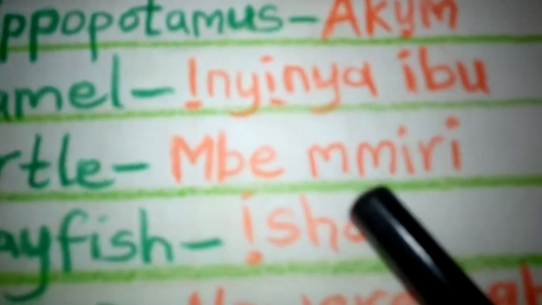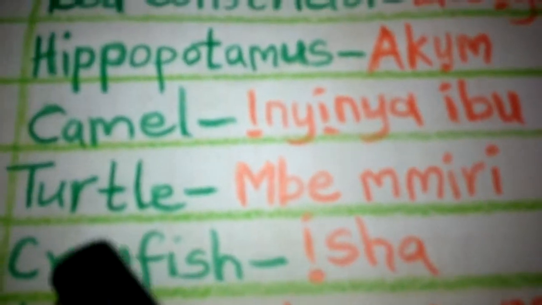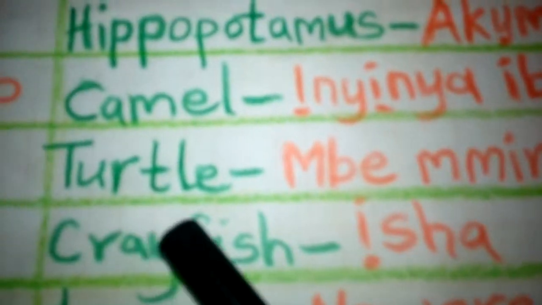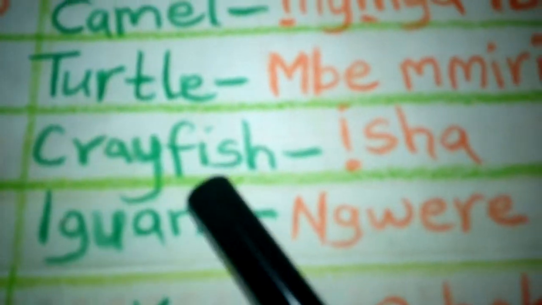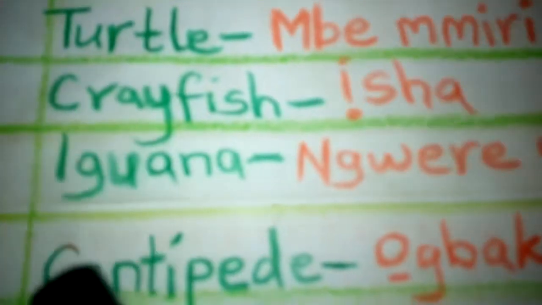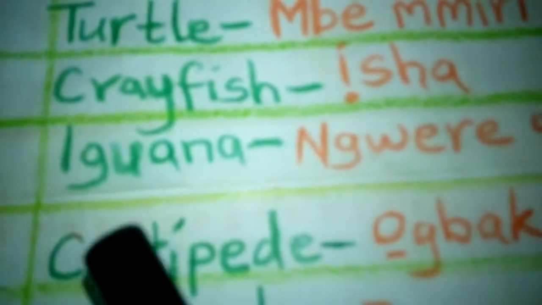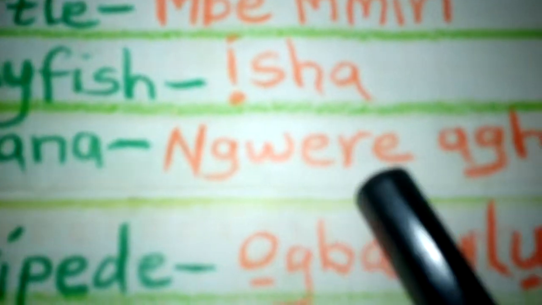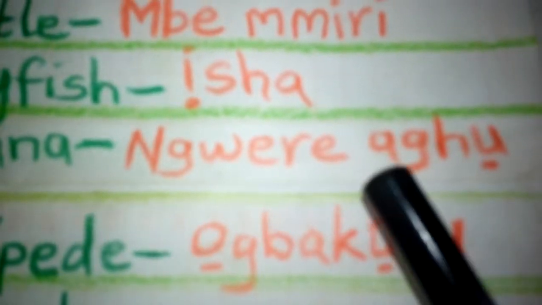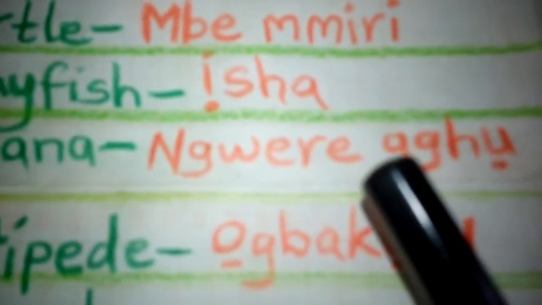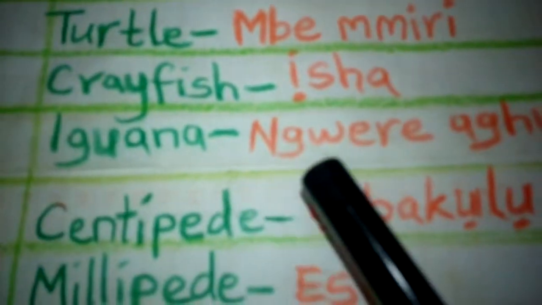Turtle. Mbe mmiri. Turtle is mbe mmiri. Crayfish. Isha. Iguana. Ngwere aru.